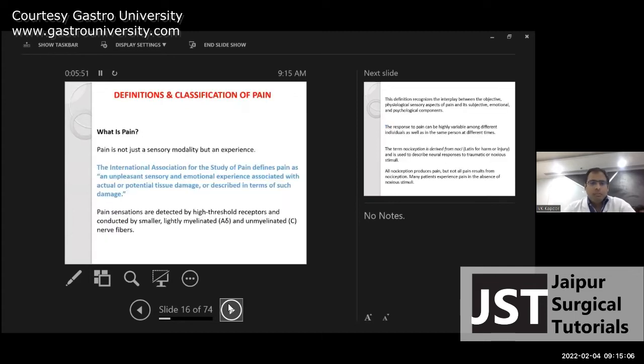What is pain? Pain is an unpleasant sensory and emotional experience associated with actual or potential tissue damage or described in terms of such damage. It is carried by lightly myelinated A delta and unmyelinated C fibers.